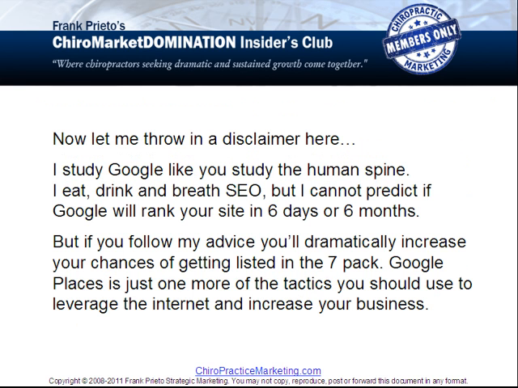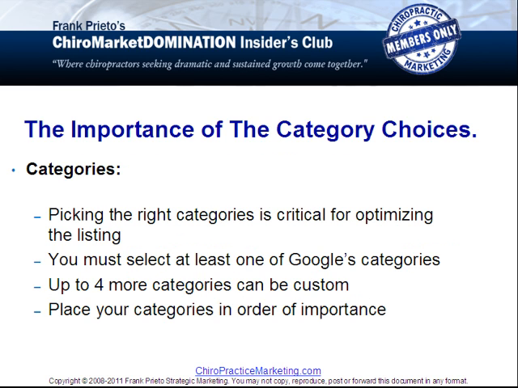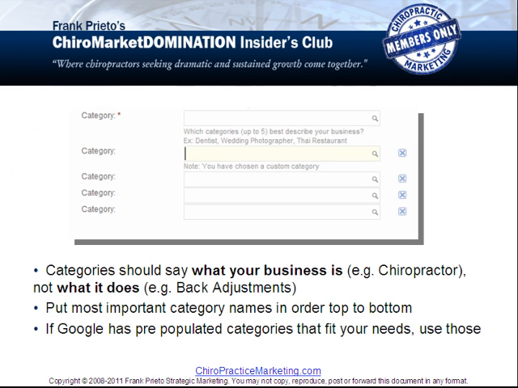Picking the right categories is critical for optimizing the listing. You must select at least one of Google's categories. Up to 4 more categories can be custom. Place your categories in order of importance. Your categories and description are the most important part of your listing. Categories should say what your business is, in this case chiropractor, not what it does, back adjustments. Put the most important category names in order top to bottom. If Google has pre-populated categories that fit your needs, use those.